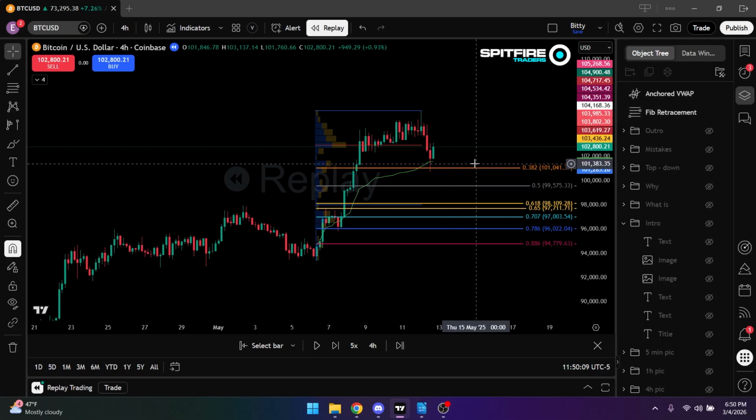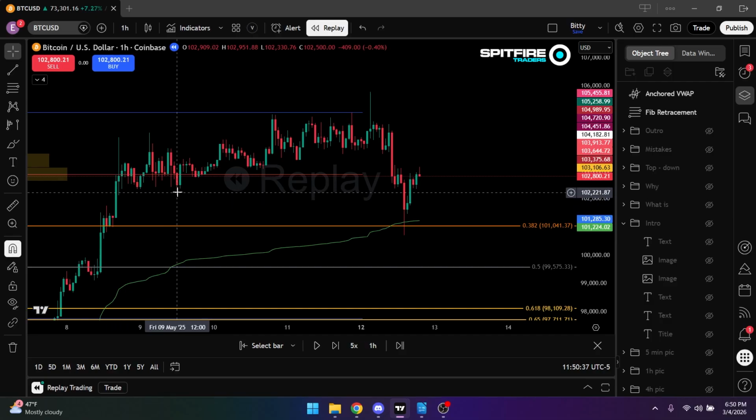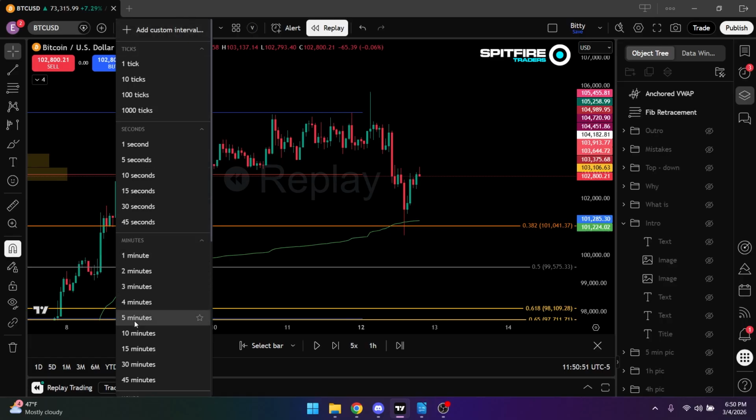In order to refine even more our trade, we go on the 1-hour chart. The 1-hour chart shows us a consolidation, a sweep of liquidity of all these lows here, and the retest on the 382. This is where a potential setup is forming, but instead of entering immediately, we refine the entry furthermore. So we go on the 5-minute chart.